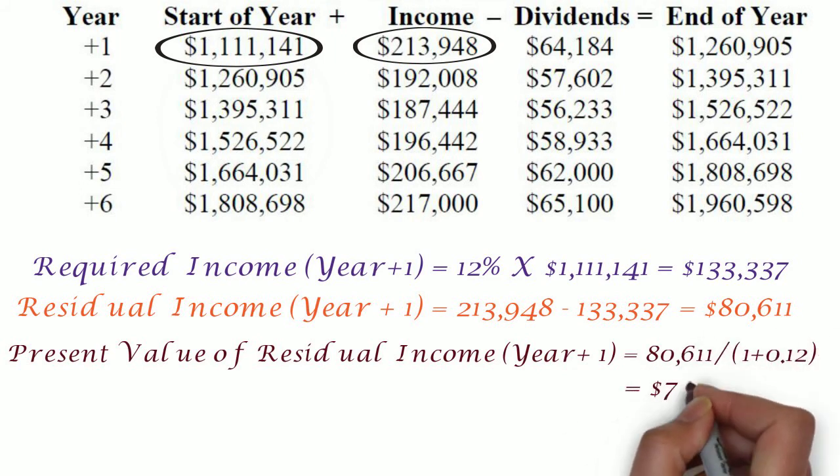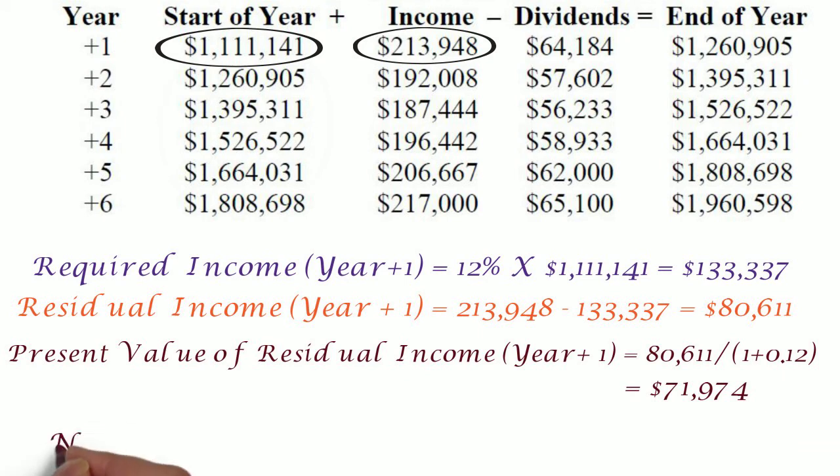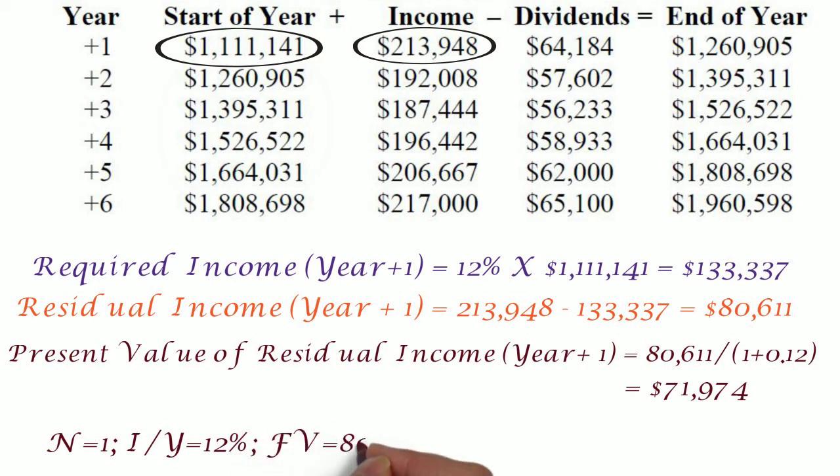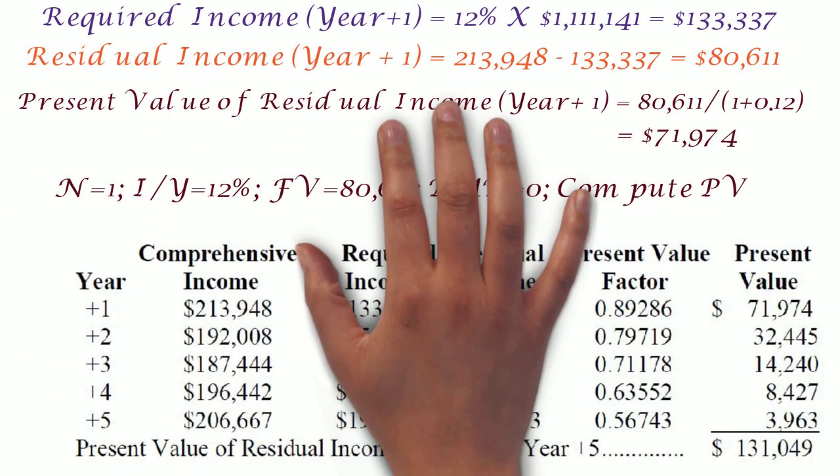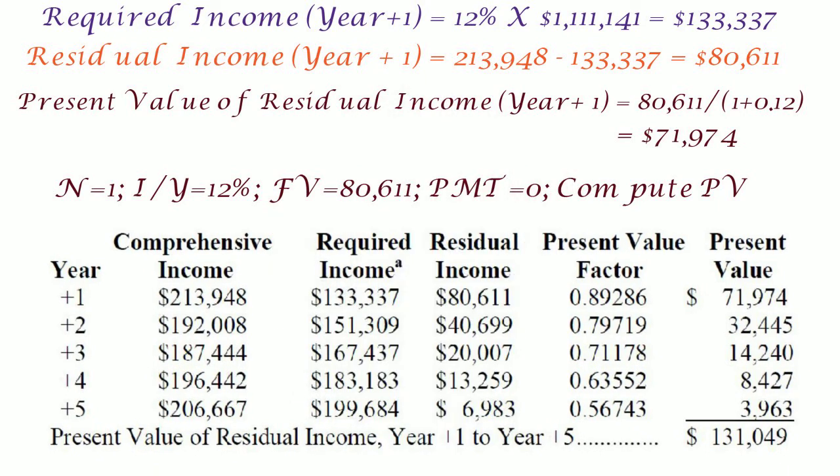You can also use your financial calculator to calculate the present value using the following inputs. n equals 1, interest rate is 12%, future value is 80,611, payment is 0, compute present value. You should get the same answer. Following the similar process, we can calculate the present value of residual income for the next 5 years.